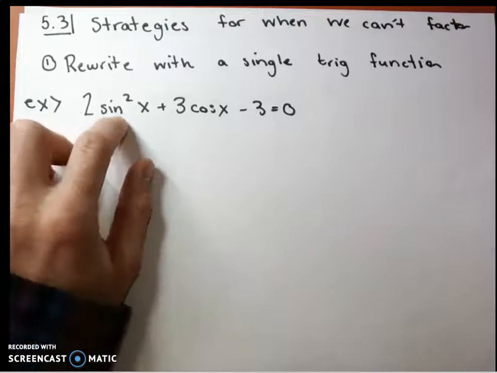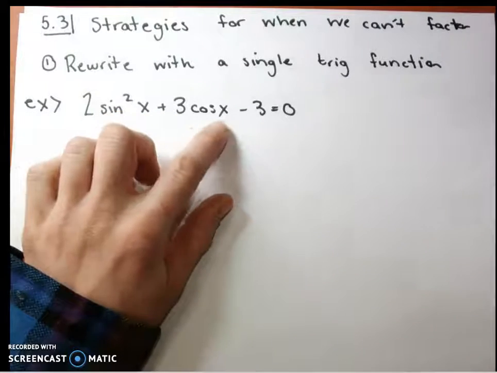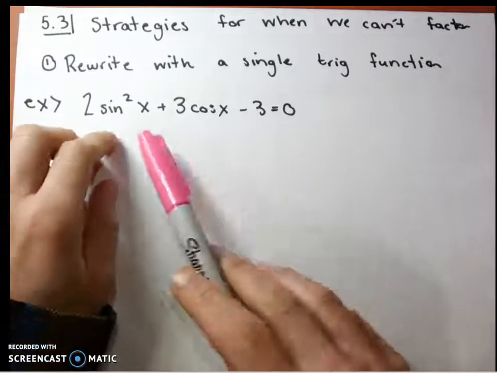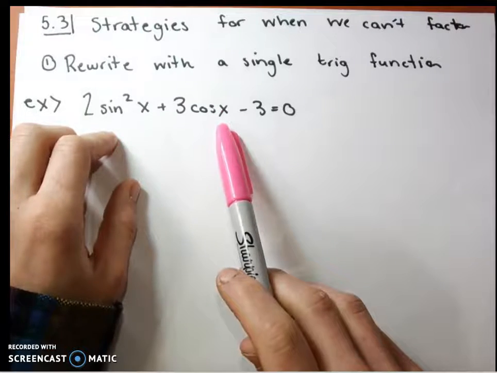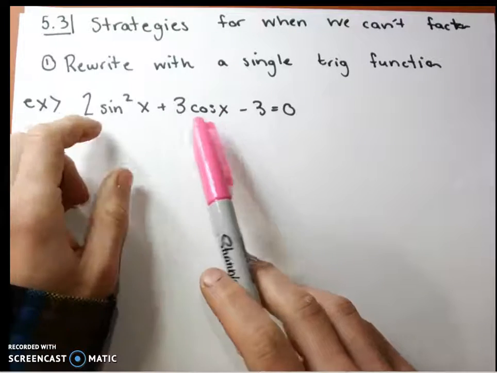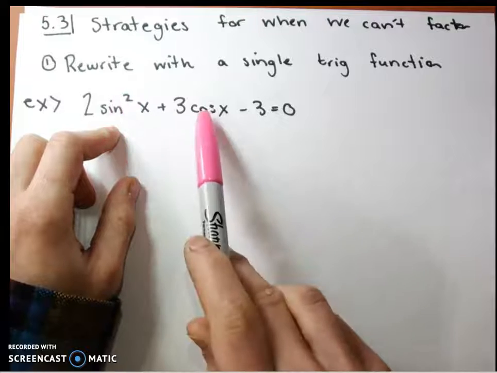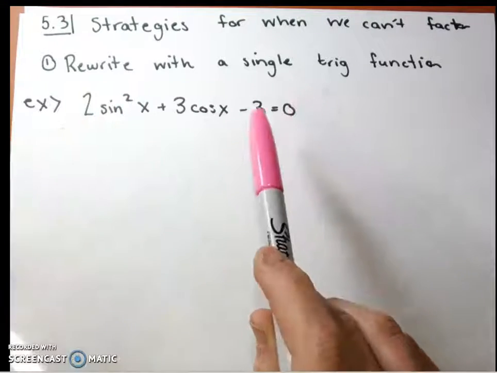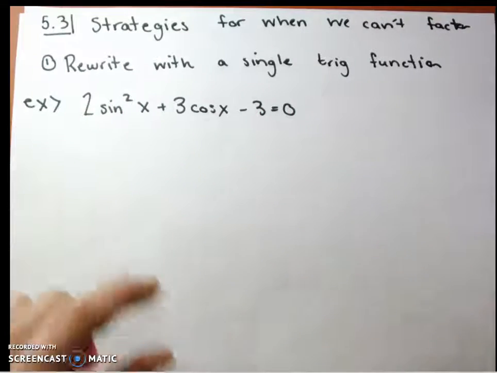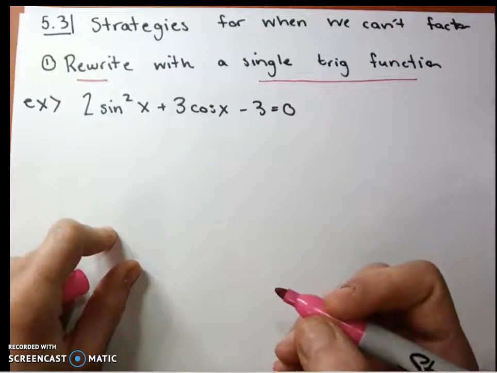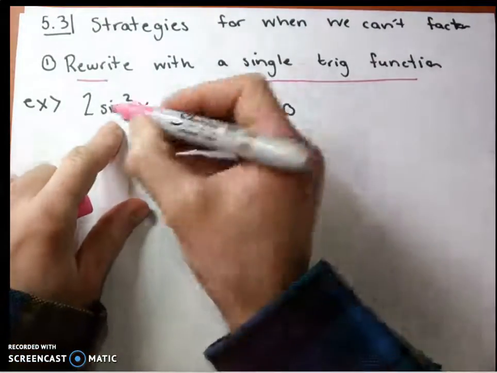We have 2 sine squared x plus 3 cosine x minus 3. Now, we've already written it in terms of sine and cosine, and that didn't help us. We can't factor it because while the sine is squared, there's not another sine term. And so what I need to do first is rewrite it using just one trig function. So how am I going to do that?